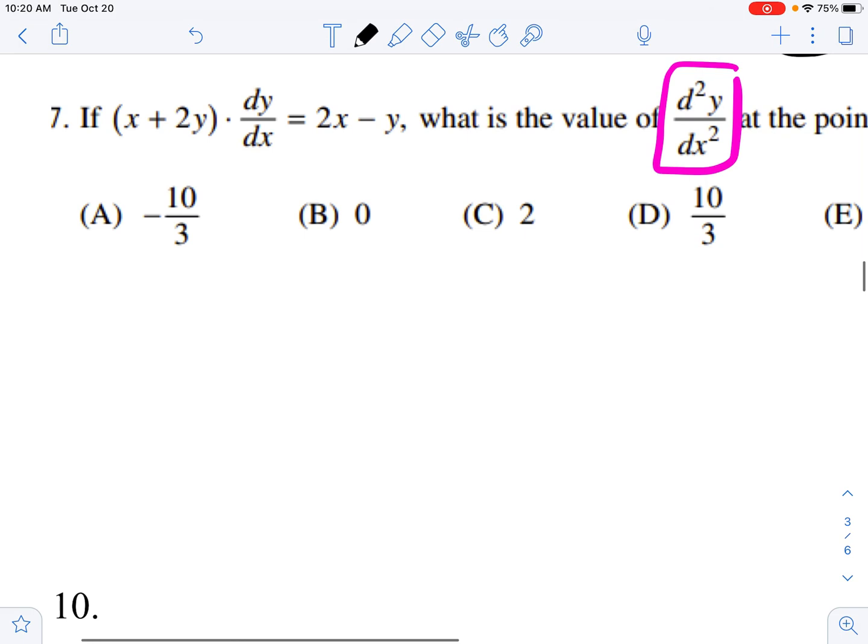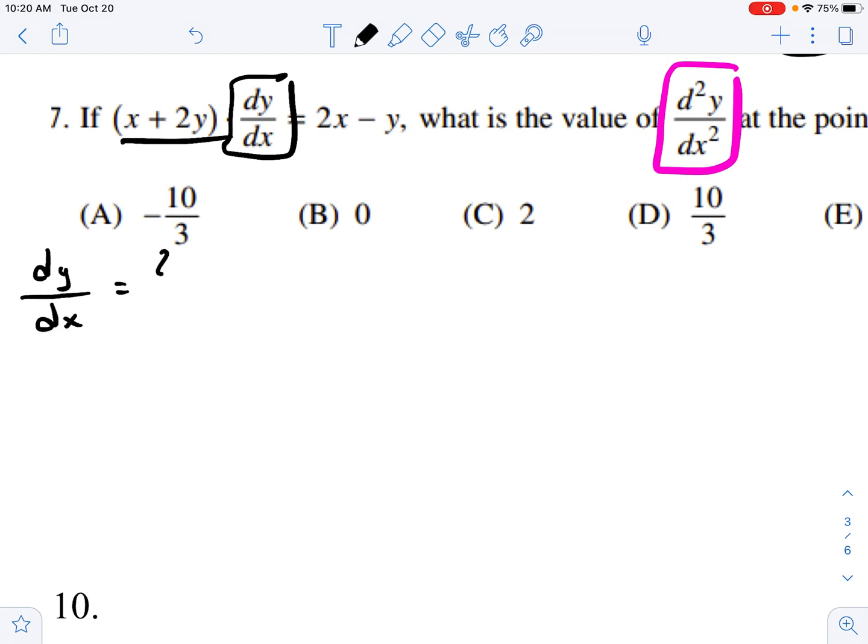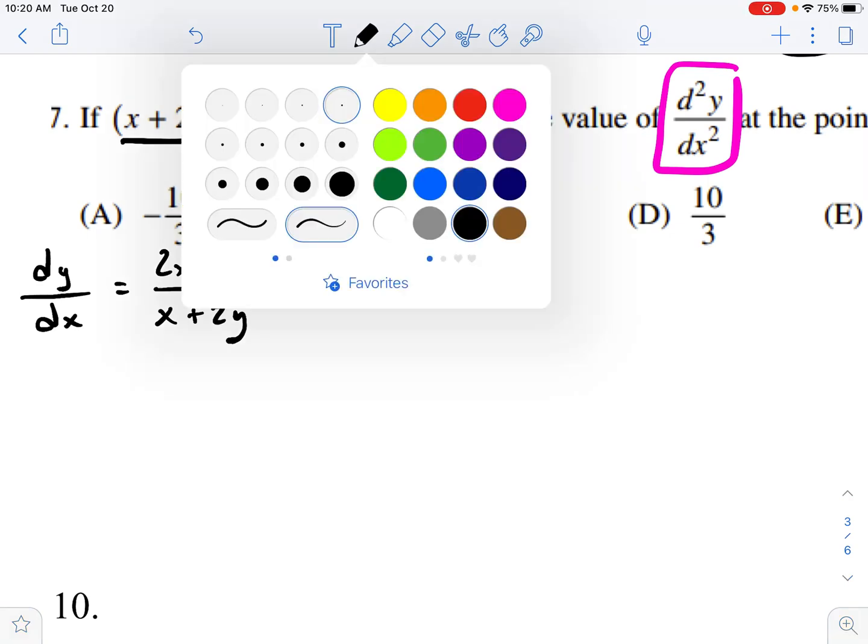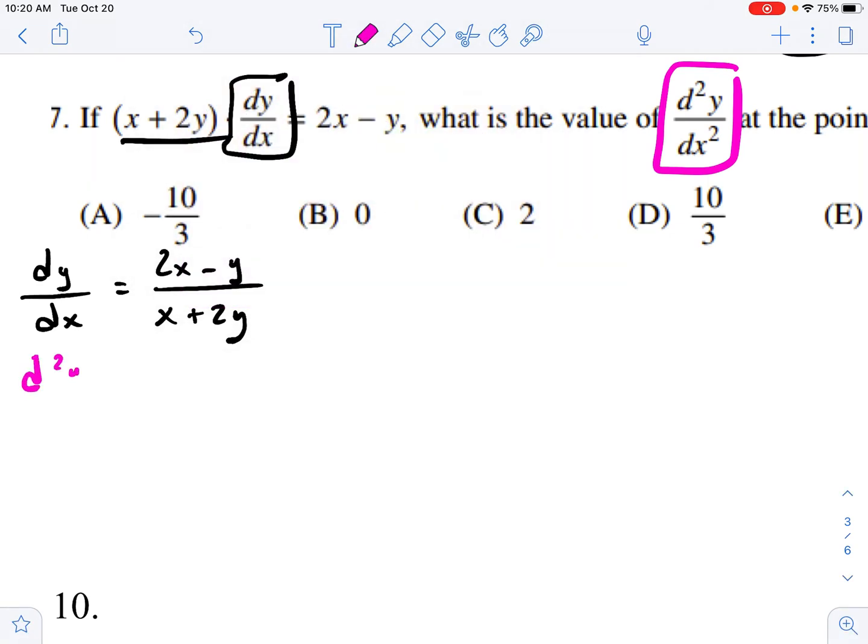Now, before we begin, I would highly recommend let's get this by itself. So I'm going to divide this quantity over. And now we've got quotient rule and implicit differentiation because we got y's mixed into this thing. So check out how this works. The second derivative will equal, quotient rule, we're going to do the derivative of the top first. So the derivative of 2x is 2. The derivative of negative y is negative 1 dy dx. That's the implicit differentiation.